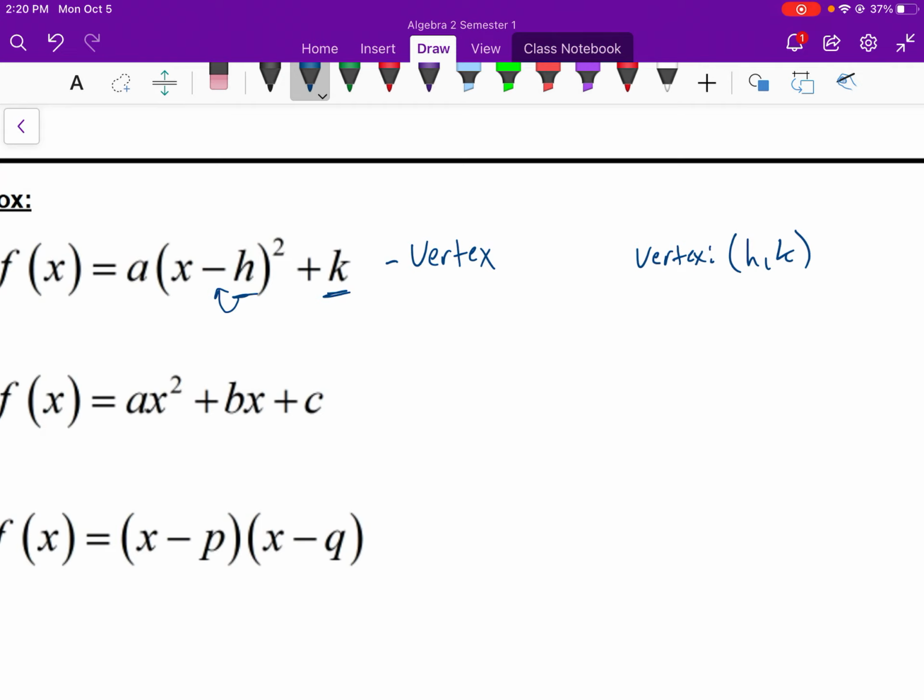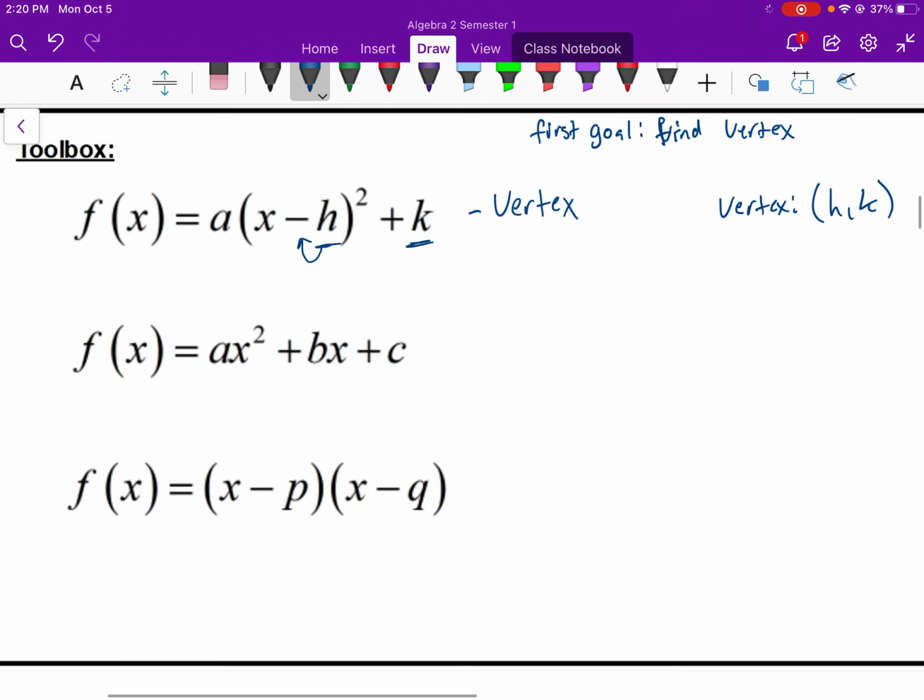Now, when we're graphing these parabolas, the first goal is always to find that vertex. So, find vertex. That is the big thing for any parabola, no matter what form it is. So in vertex form, it's pretty easy to find h and k. Now, in standard form, it's a little bit harder.